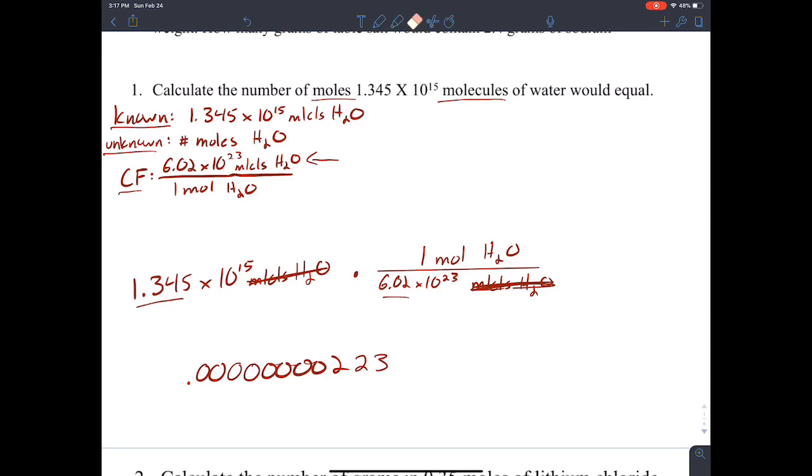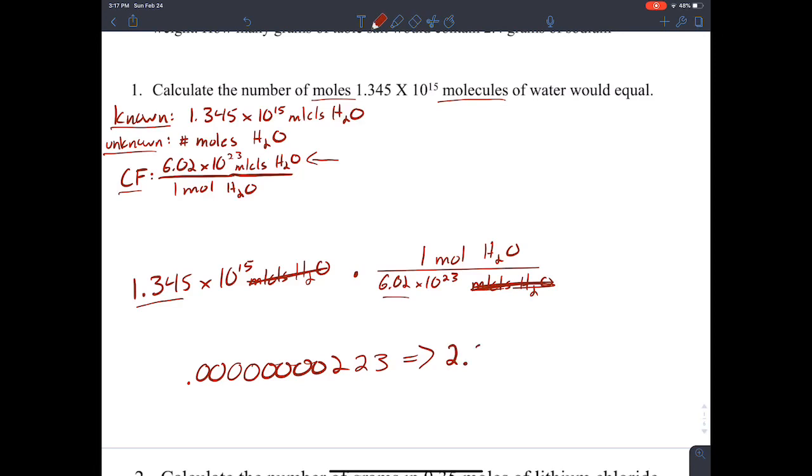Because I did 1.35 times 10 to the 15th multiplied by 1 divided by 6.02 times 10 to the 23rd, and I get this. Now I need to write this in scientific notation. To write something in scientific notation, it's always a whole number less than 10, then the decimal point. Always number, decimal point, and then any other significant figure numbers, and then times 10 to whatever you need to.